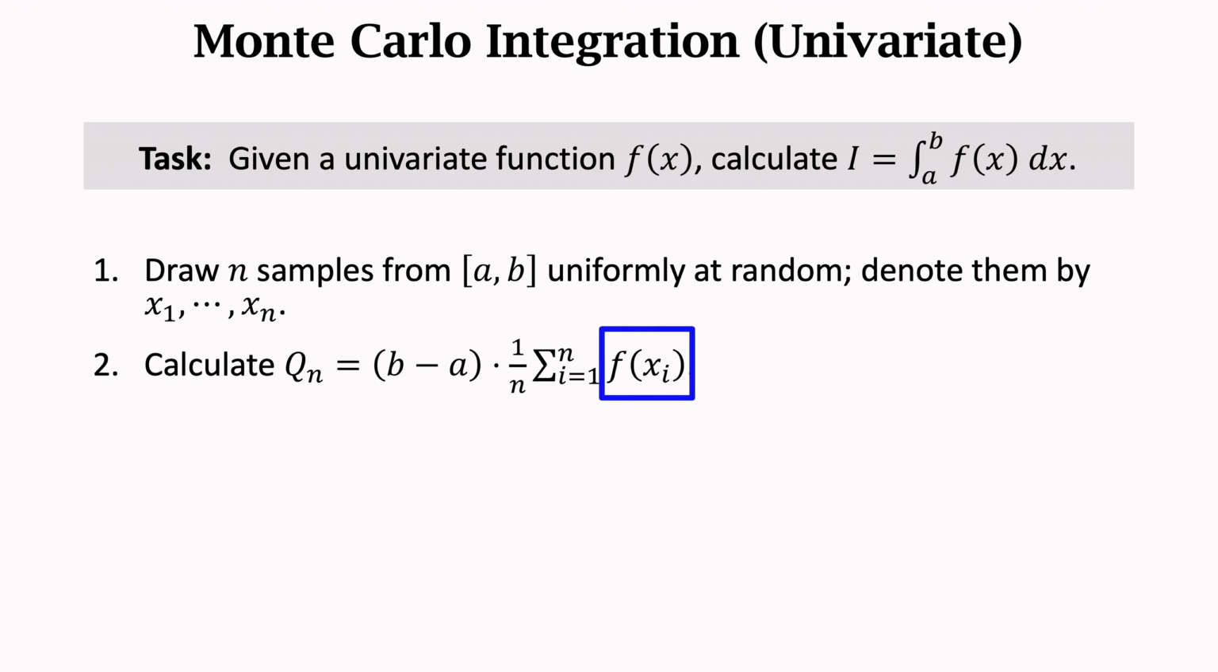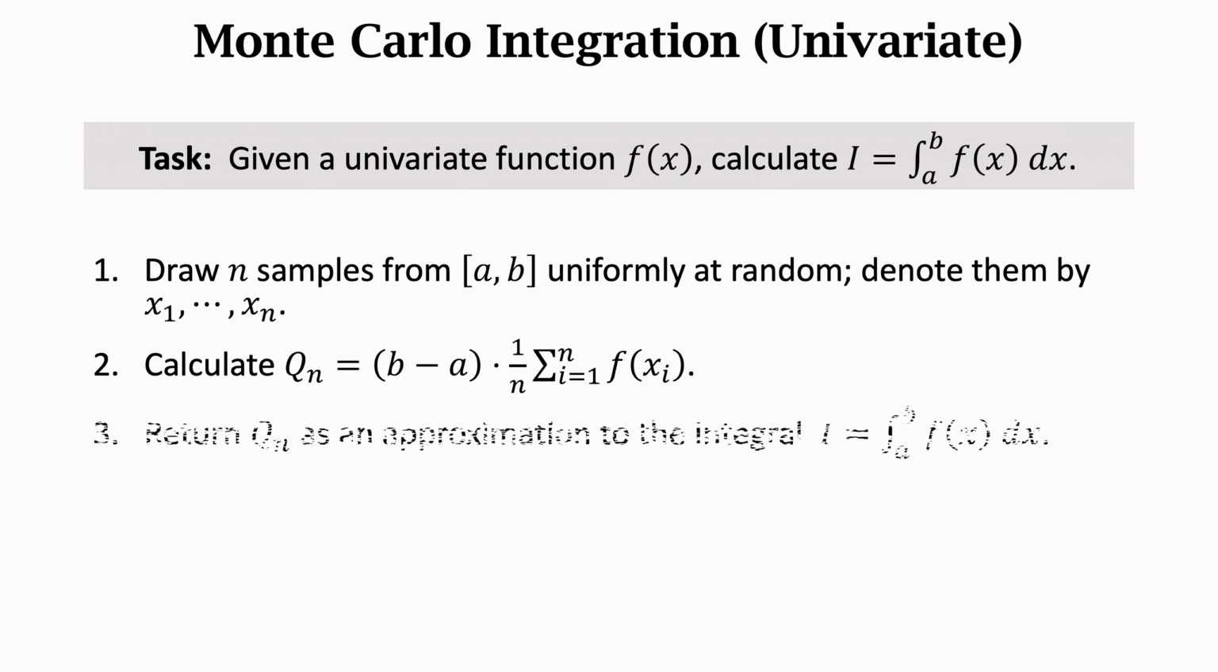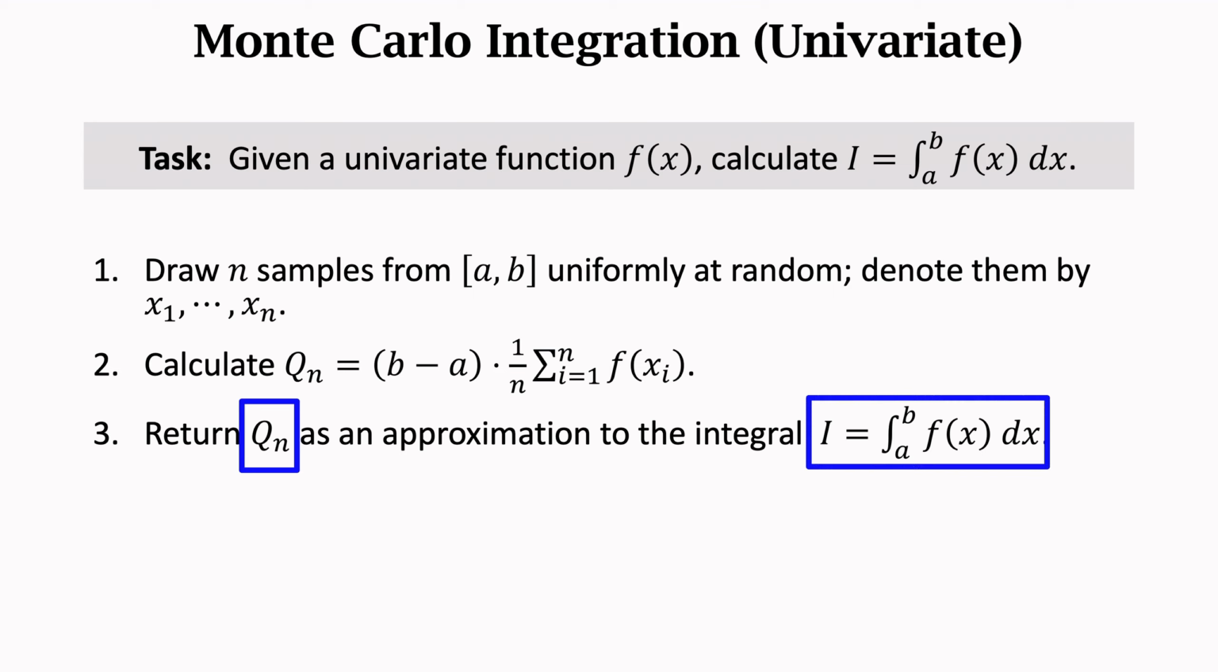Second, evaluate the function f of x sub i for all i from 1 to n. Take the average of the n function values. Scale the result by b minus a. Denote the outcome by q sub n. Finally, return q sub n as an approximation to the integral I.